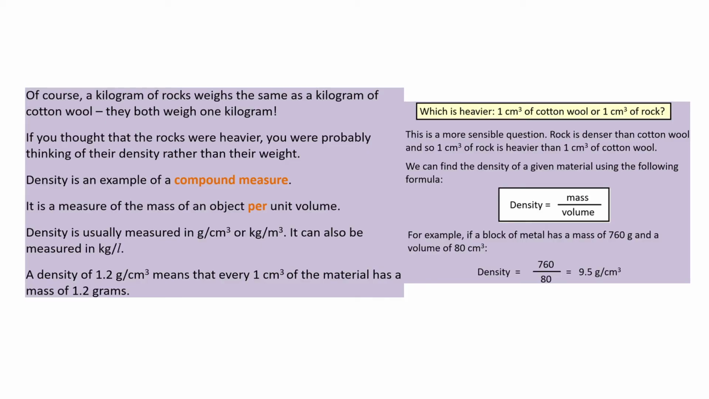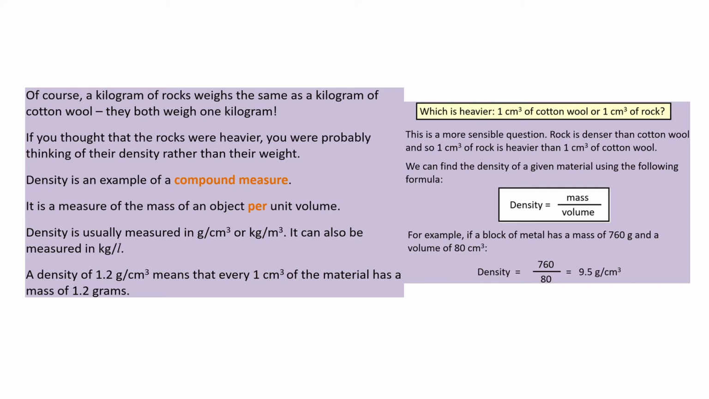Now, 1 kilogram of cotton wool and 1 kilogram of rocks weigh exactly the same. And if you thought the rocks were heavier, what you're actually thinking about is a preconceived idea that the rocks are thicker, so they're going to weigh heavier. In other words, what you've actually thought about is the density.